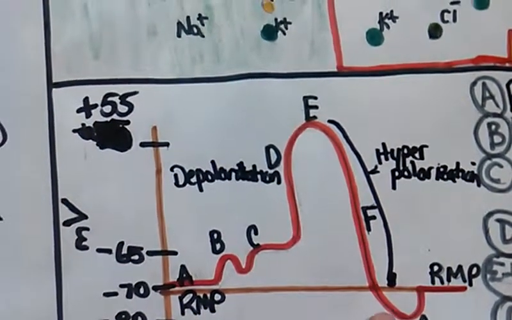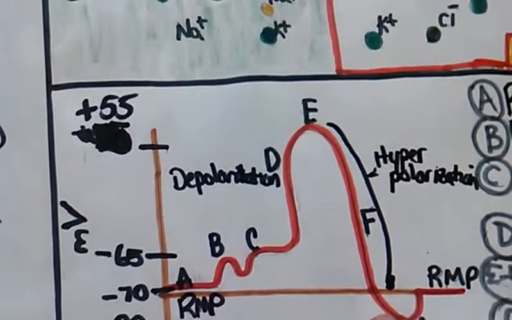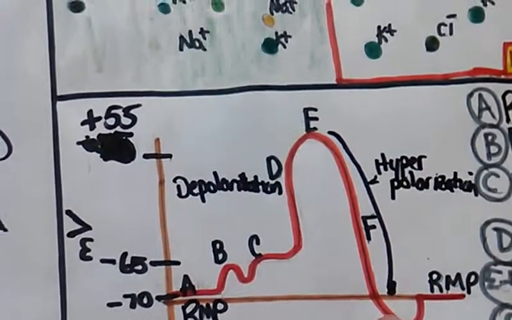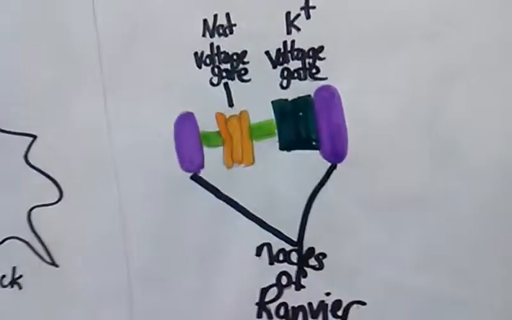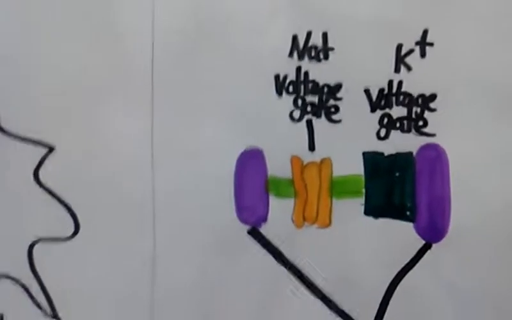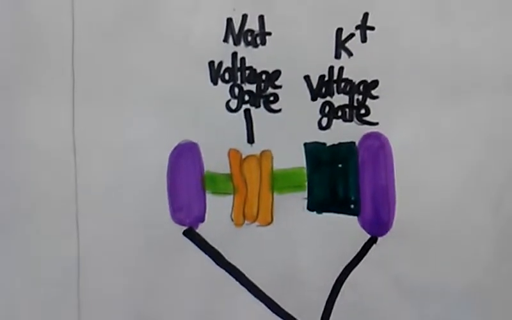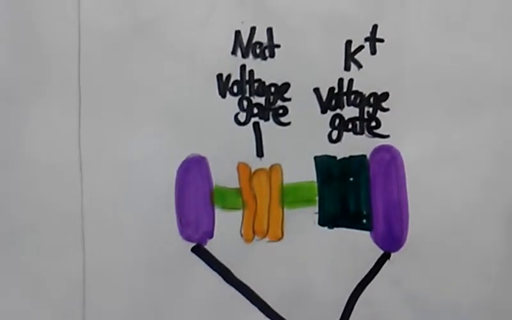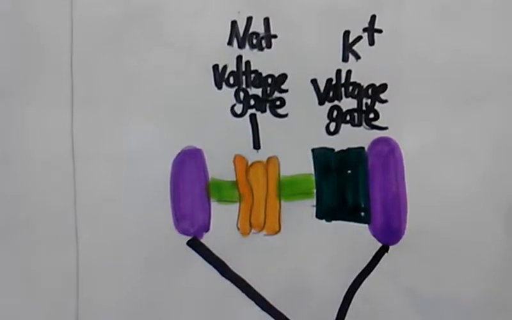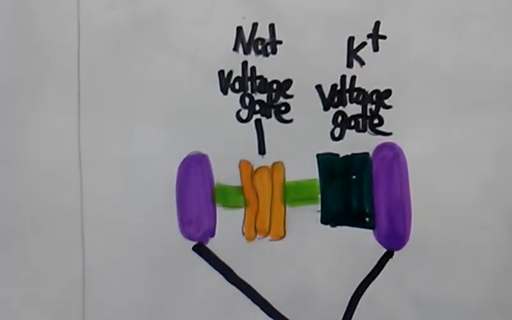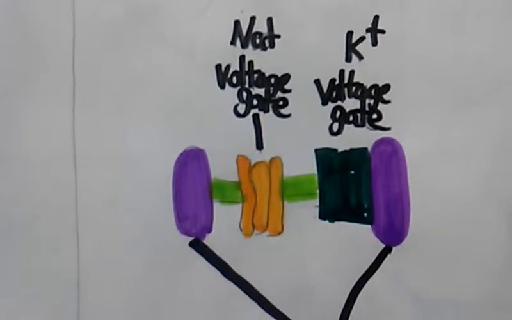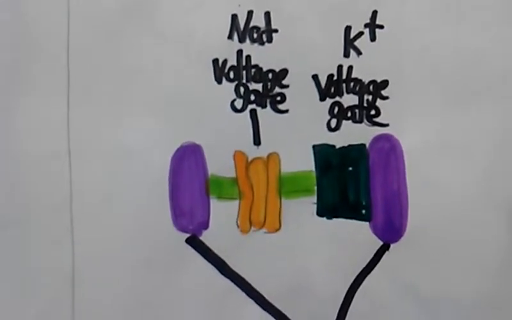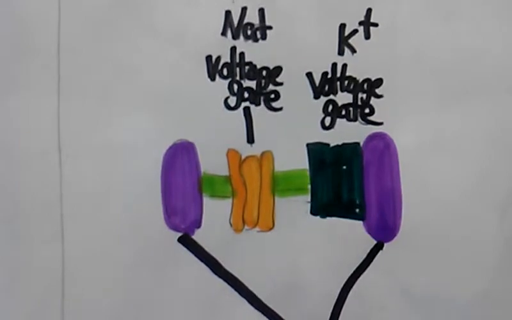And it goes all the way down to a negative 75, where it kicks in the sodium-potassium pump to try to bring the cell back up to the resting membrane potential. Here is what the voltage gates look like that are opened when the action potential begins. The voltage gates look a lot like ion channels. The only difference is that they don't have the ionotropic receptors for the neuron transmitter molecules.